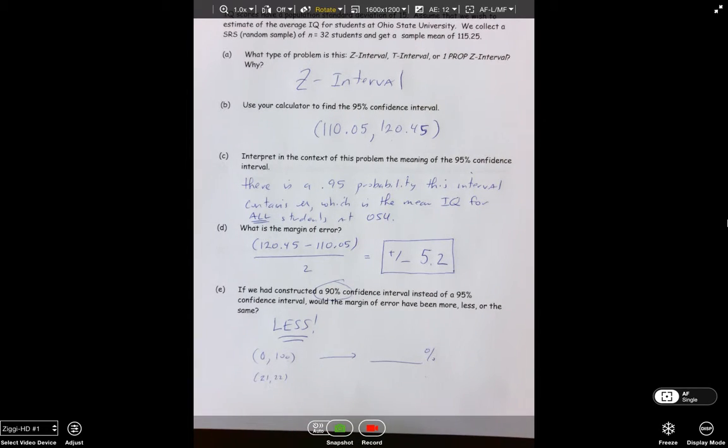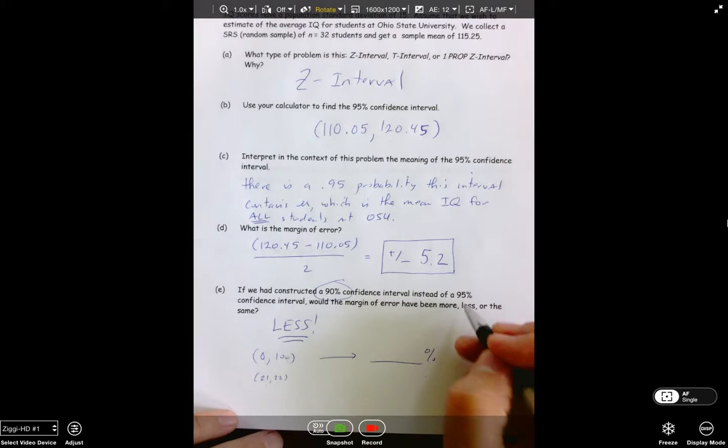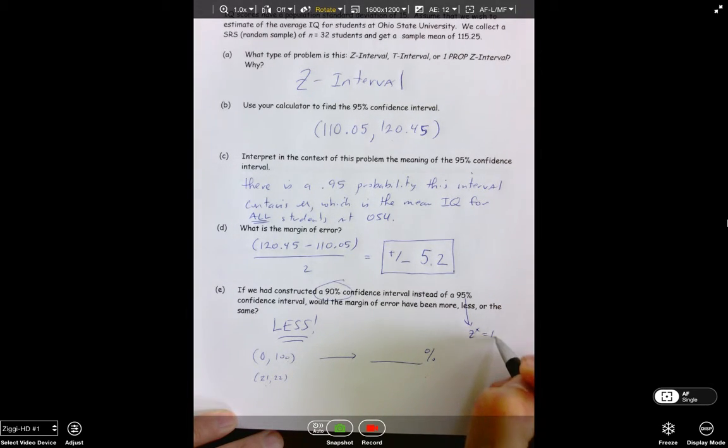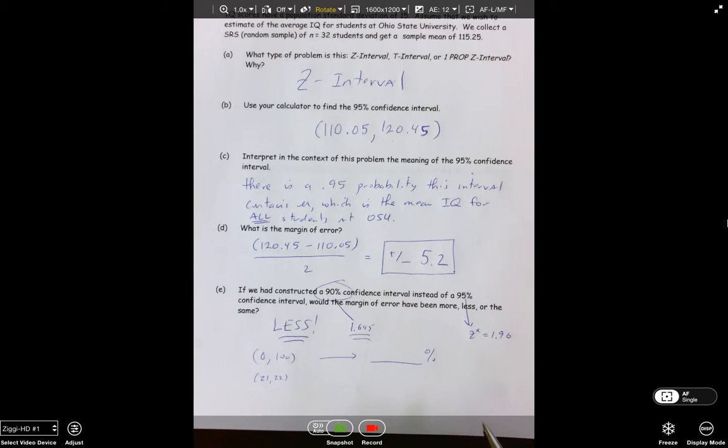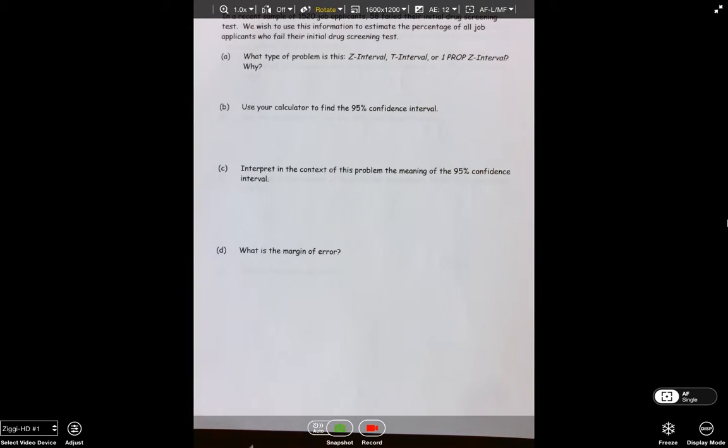And plus, if you think about it, the 95% Z critical is 1.96. For the 90%, it's 1.645. Well, if you multiply by a smaller number on the right side, you're going to get a smaller margin of error. So that should just be kind of commonsensical in a way.